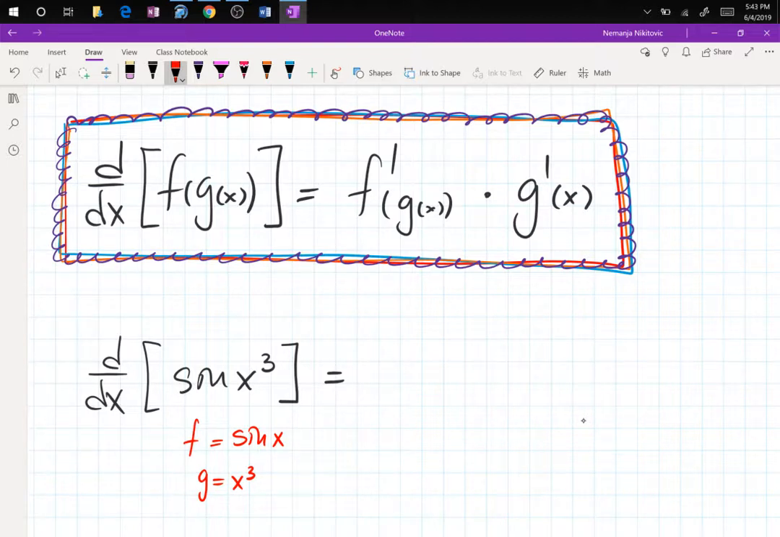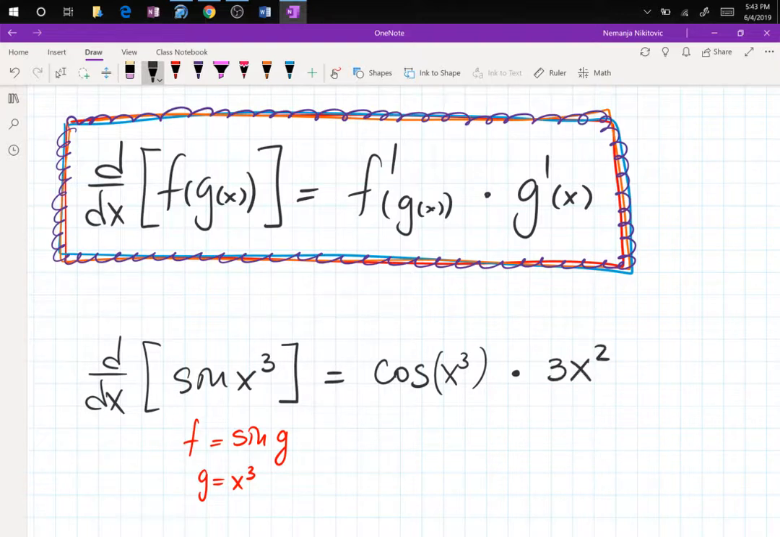Technically, what you have is not sine x, but you have sine g, because that's what x cubed plugs in. So what is the derivative of sine g? It's cosine g. And what's g? G is x cubed. Times g prime, which is 3x squared. So this part is f prime of g, and this part is g prime of x.